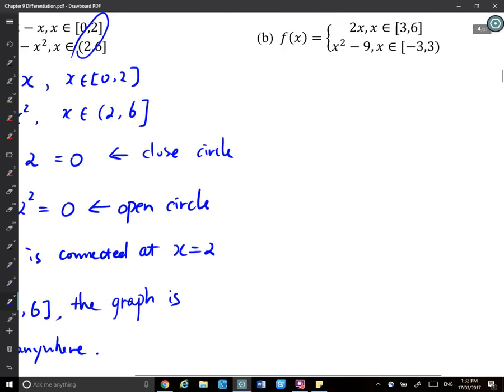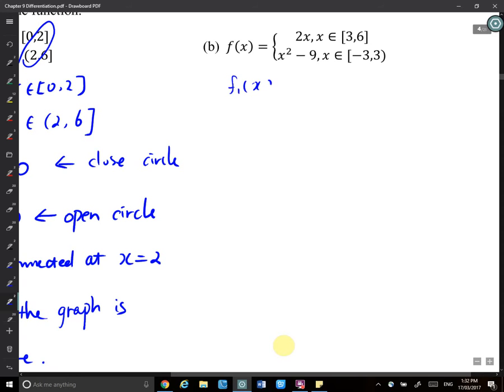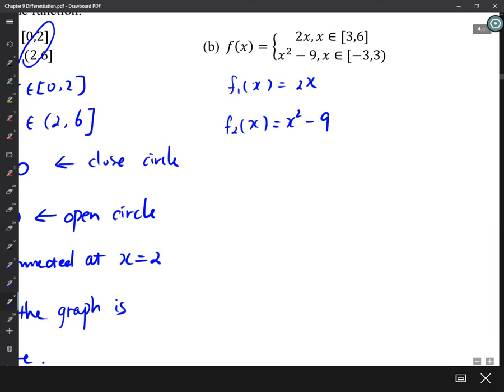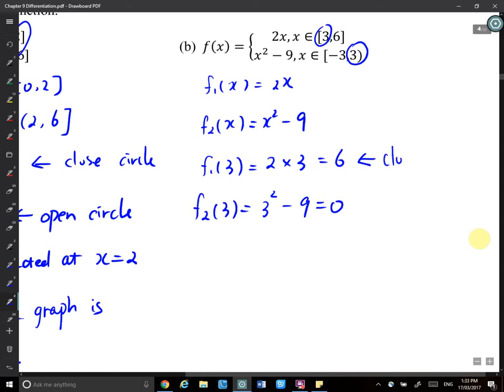Let's talk about the continuity of the second one. Again, let f1(x) equal 2x and f2(x) equal x squared minus 9. You can see the connection point is 3. So you put 3 into f1: 2 times 3 equals 6. f2(3) equals 3 squared minus 9, which gives you 0. So this one gives a closed circle, and this one gives an open circle.